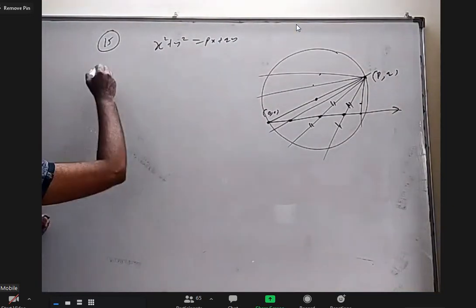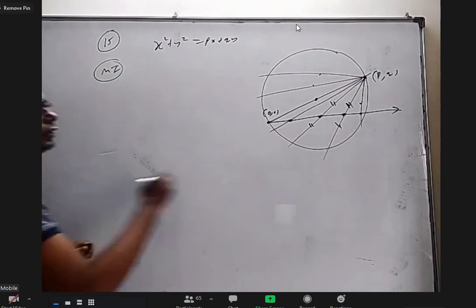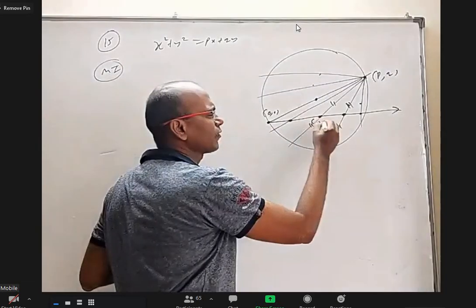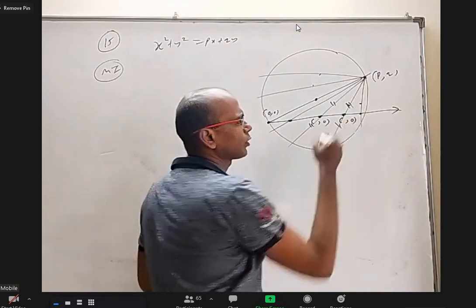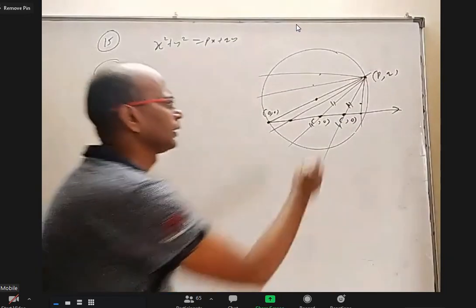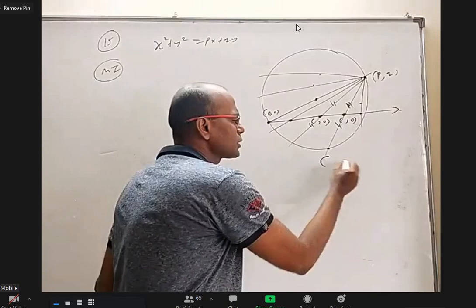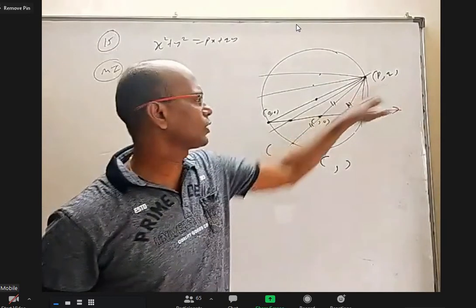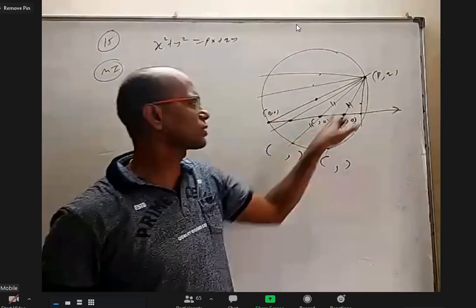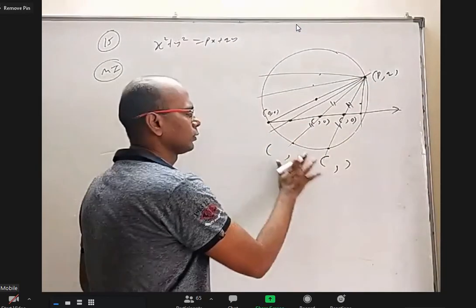We'll discuss 3 methods. Method 1. Because this is on the x-axis, the y-coordinate should be 0 here. If the y-coordinate is 0 for this point, and for this point, what is the y-coordinate? The midpoint of these two should be this. So if this is q, this is 0, what should this be?